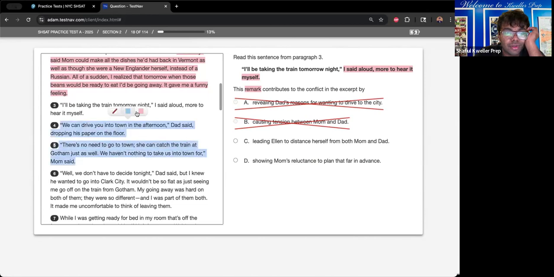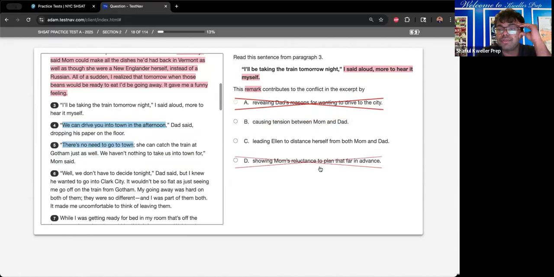Wait, I'll call on whoever raised their hand. Just give me one second. "We can drive you into the town this afternoon." "There's no need to go." Oh, okay. So here the dad wants to drive the daughter into the town, and then the mom says there's no need to go to the town. So it could be B. I would rule out C first because it's not showing distance between mom and dad.